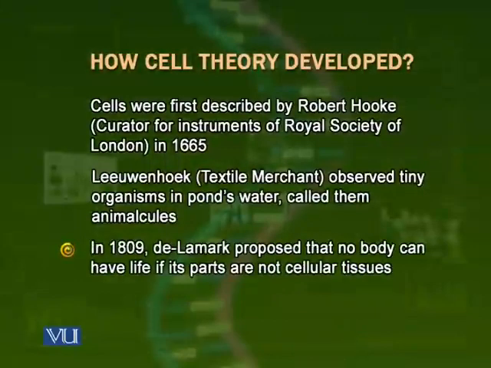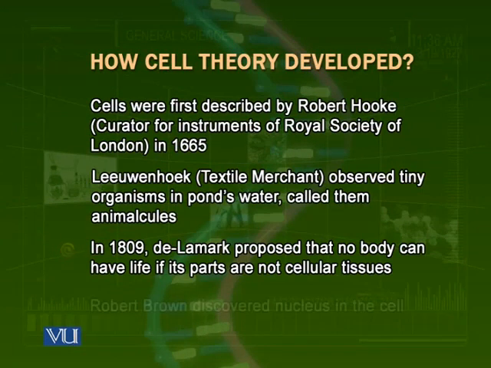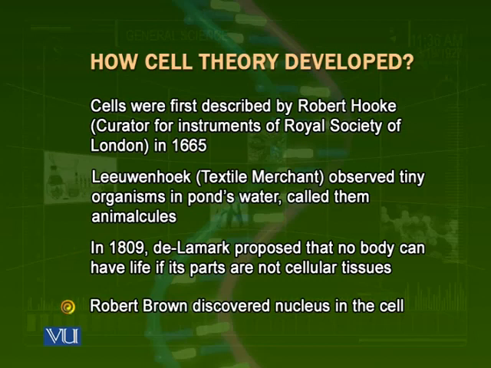After that, in about 1809, about 200 years later, there was a person, Lamarck. He proposed that a body is living if it consists of cells. Another person came later, Robert Brown. He identified the nucleus inside the cell. He said that the cell has a central part that is more dense in comparison to the other parts of the cell.